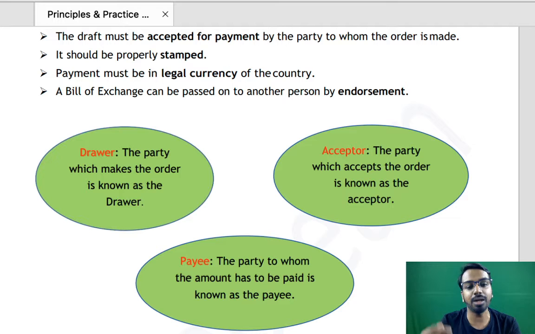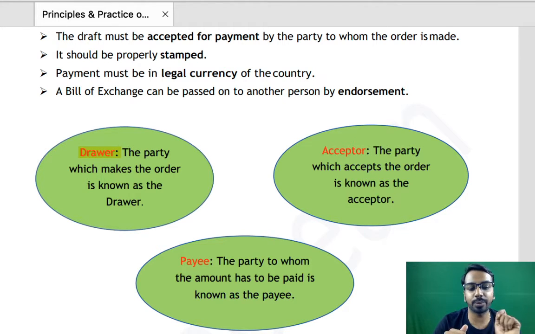One person makes the bill, the other person accepts the bill, and this bill may be paid to any other party, the third party, which is a payee, or the drawer itself can be a payee in some cases. So this drawer not only makes the bill, but the drawer also can be the payee in some cases. Or if the drawer has endorsed the bill to a third party, there could be a third party which is a payee. So this is a broad structure: a person who makes the bill, the person who accepts the bill, and the person to whom the bill is paid, right?